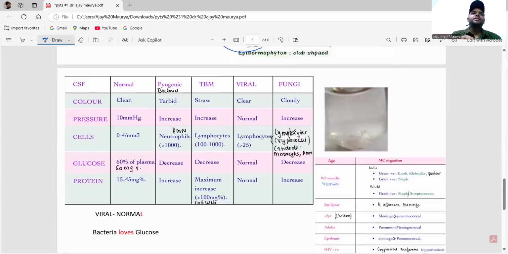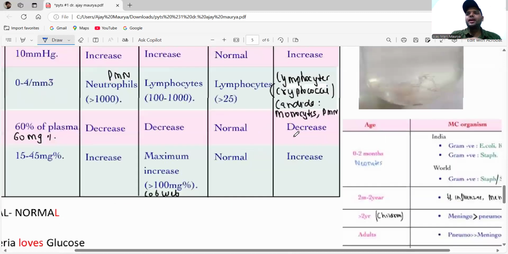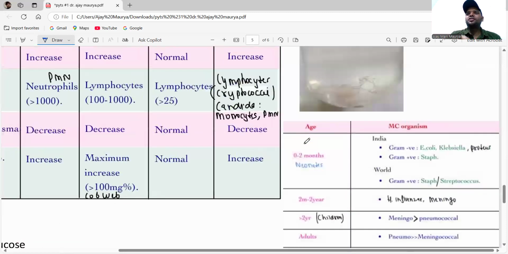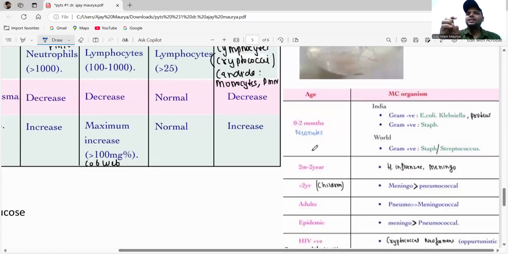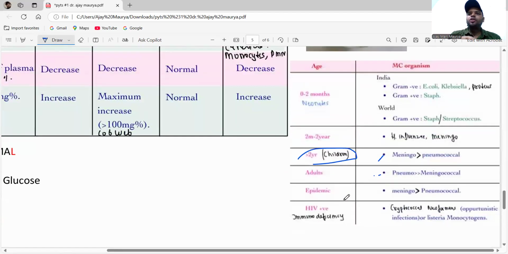Next one is CSF interpretation, guys. First of all, you have to know this. What is the most common cause of meningitis in children more than 2 years old? Meningococcal. In adults it is pneumococcal. Please remember this first of all. If the patient is HIV positive, it is Cryptococcus neoformans.